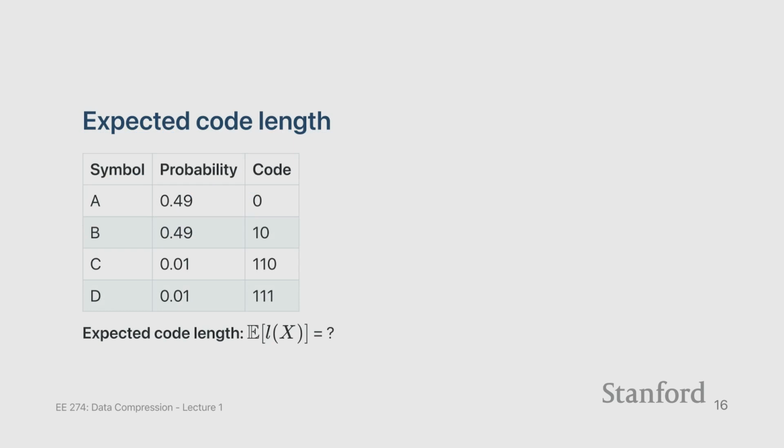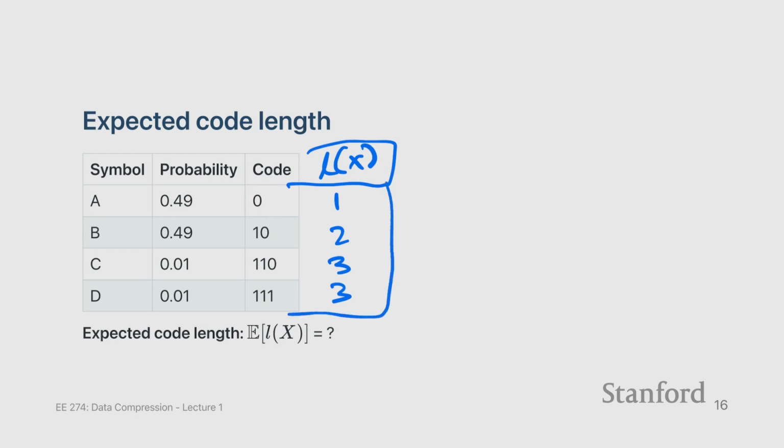So for this code, let's just compute the expected length. Let's write the lengths down. So 0 is length 1, this is length 2, length 3, length 3. Hopefully this is clear. And then we just need to do PA times LA plus PB times LB and so on. Can somebody do it for me?